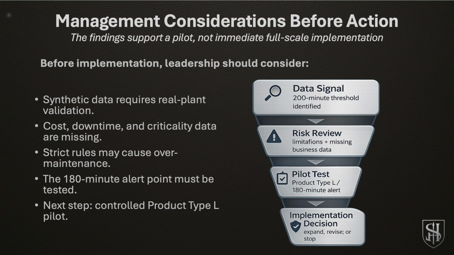Third, there is a risk of false positives and over-maintenance. Although machines above 200 minutes of tool wear had a much higher failure rate, most machines above 200 minutes still did not fail. If leadership created a strict automatic maintenance rule, the company could create unnecessary inspections, increase labor workload, or disrupt production unnecessarily. Fourth, the proposed 180-minute alert point should be treated carefully.